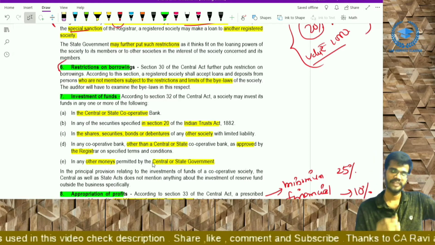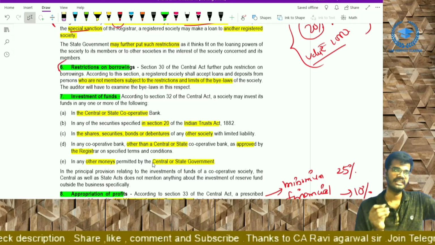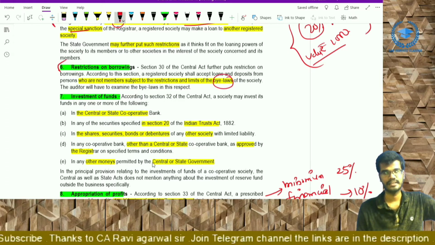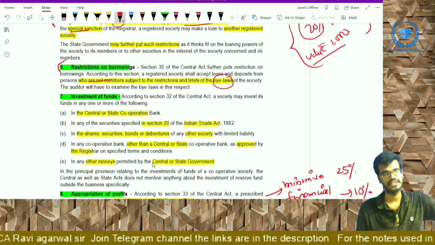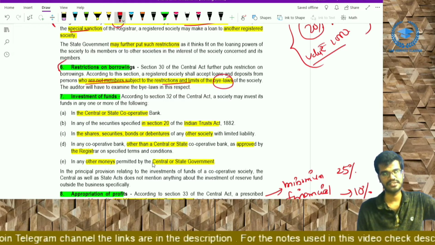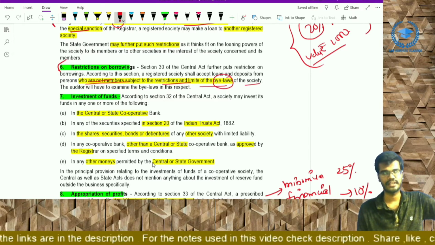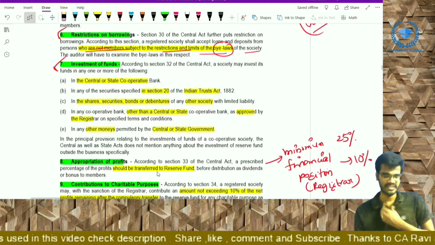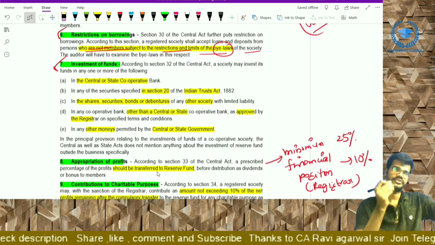And coming to restriction on borrowings, this is also a simple point. The borrowing by the society shall be within the limits and subject to the restrictions of its bylaws. Right, the borrowings can be taken from other persons also, who are not members, subject to the restrictions and limits in the bylaws of the society. Right, this is the borrowing point. And coming to the investment point, investment of funds.